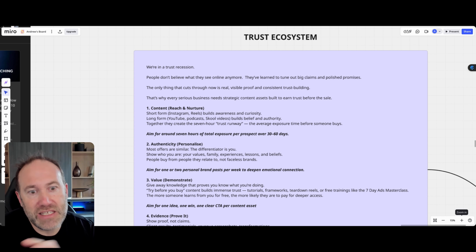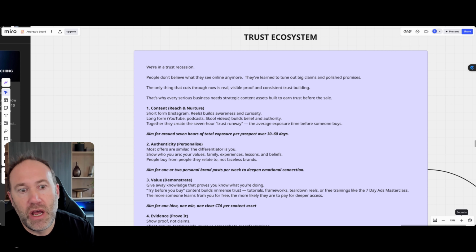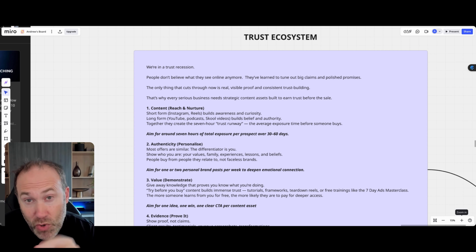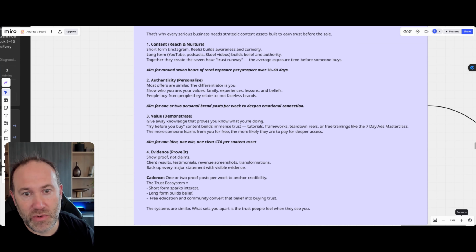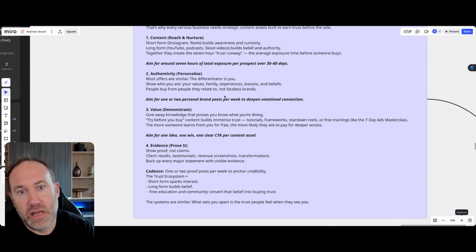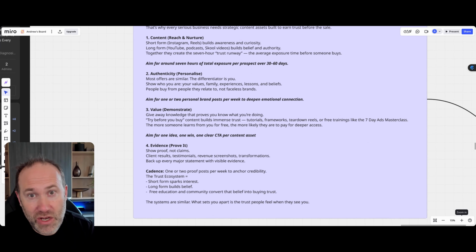So you want to get that 7 hours of total exposure over 30 to 60 days. The more you can compress that, content volume matters, the more you're going to shorten that time. It doesn't have to take 60 days. It's just about getting it done as soon as possible. Now, it's not a matter of just doing any content. The kind of content really matters.